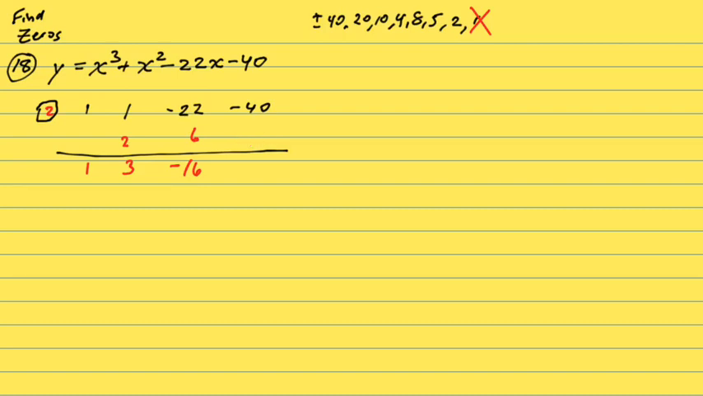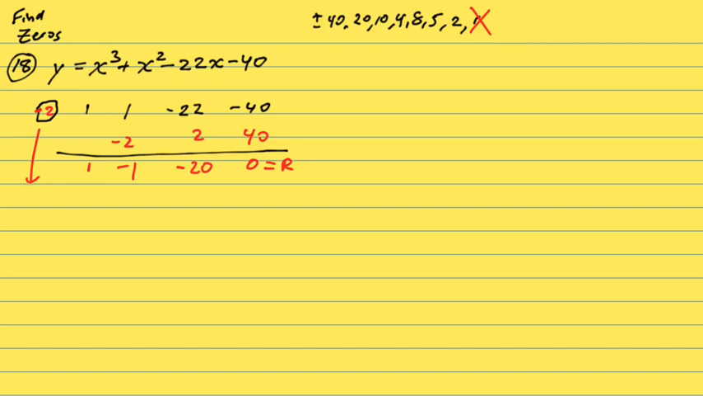So I would go ahead and try the next number in line, which is negative 2. Bring down the 1, multiply is negative 2. Add is negative 1. Multiply is positive 2. Add is negative 20. Multiply is positive 40. And I think I just found one that gave me a remainder of 0.